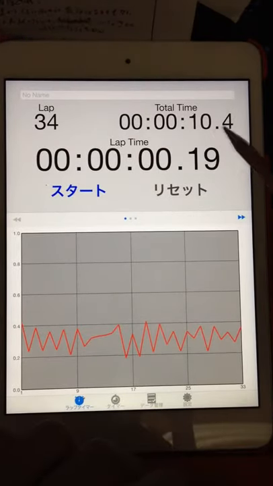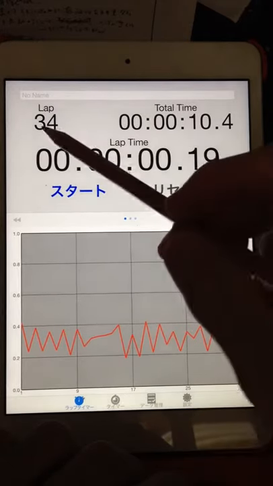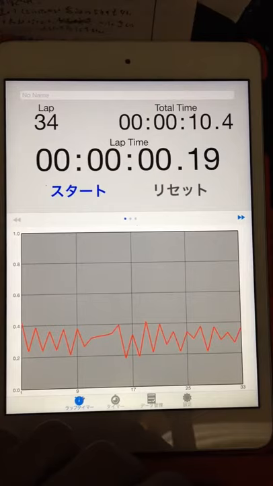Today, 10.4 seconds divided by 3-4 laps, multiply 2 = 61.61 seconds for 1 beat.